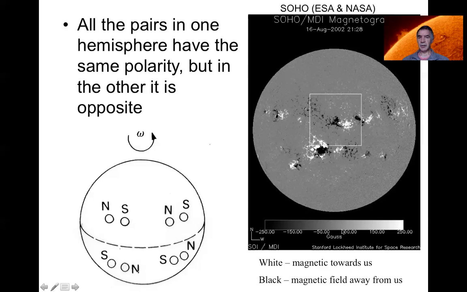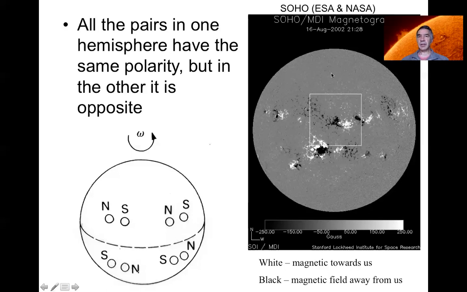Unfortunately, this is in the old-fashioned CGS units of magnetic field strength, Gauss. There are 10 to the 4 Gauss in 1 Tesla. But basically, it's the black and white pattern here that we are interested in. Anything that's white will have one polarity. Let's call it south, it doesn't really matter which it is. And then black is the northern magnetic polarity.